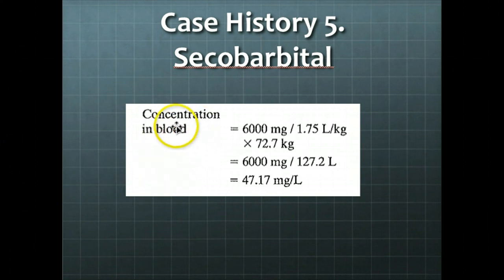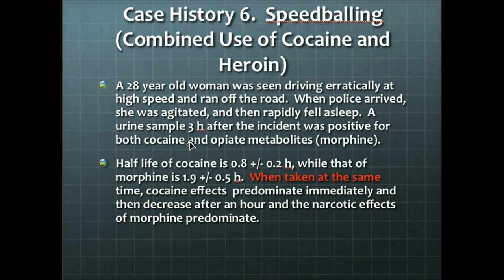So here's the concentration in blood calculation using 6,000, which is what we predicted from the history. This is the volume of distribution, 1.75 liters per kilogram. This is 72.7 kilograms, the weight of a 160-pound person. And making the calculation, we calculated 47.17 milligrams per liter as what the concentration in the blood would be. And that was very close to what was at admission, which was 47 milligrams per liter. So it was right on. So it was concluded that the decedent had taken the tablets several hours before being found.